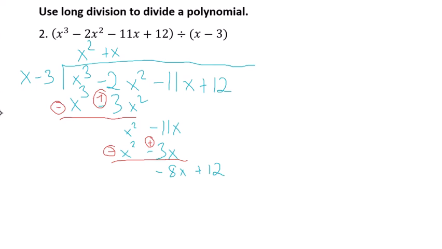And what times x gives you negative 8x? That'd be negative 8. So that's negative 8x. And negative 8 times negative 3 is plus 24. Go ahead and subtract that. Subtracting a negative gives you a positive. This one's negative, which gives you a negative 12 as your remainder, or negative 12 over x minus 3.